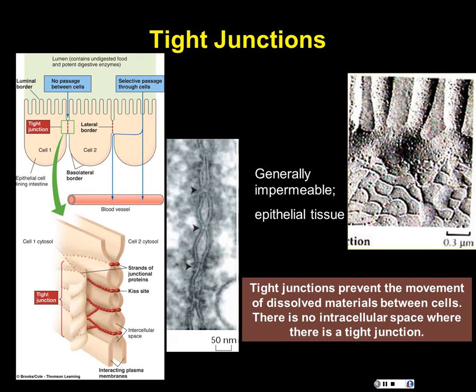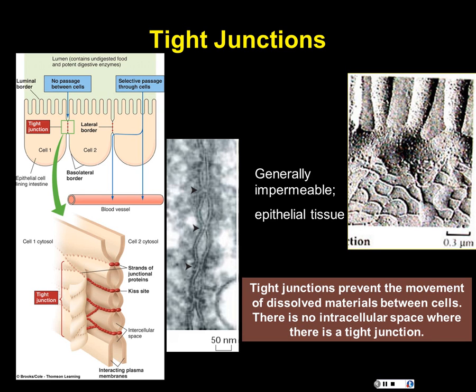Well, hard to say always or never, but it's very unlikely that something is going to simply diffuse from one cytoplasm to the other where there's a tight junction. And so your skin and your epithelial tissue is where you'll find a high proportion of these tight junctions. Tight junctions form a tight barrier, preventing movement of molecules from one cell to the other.